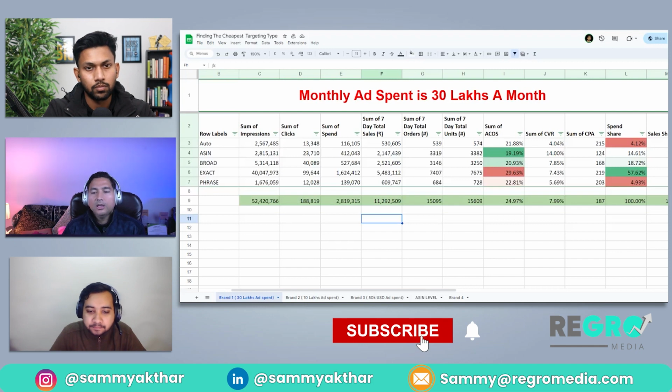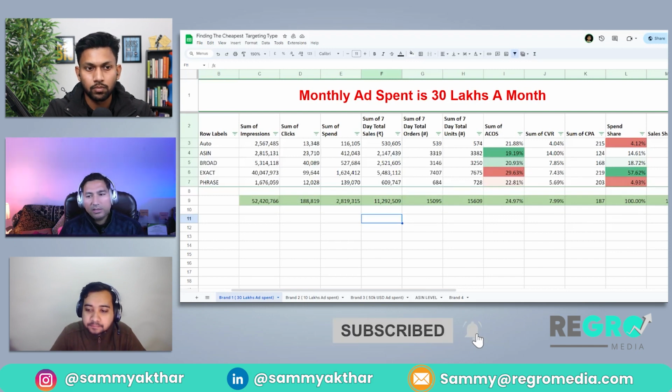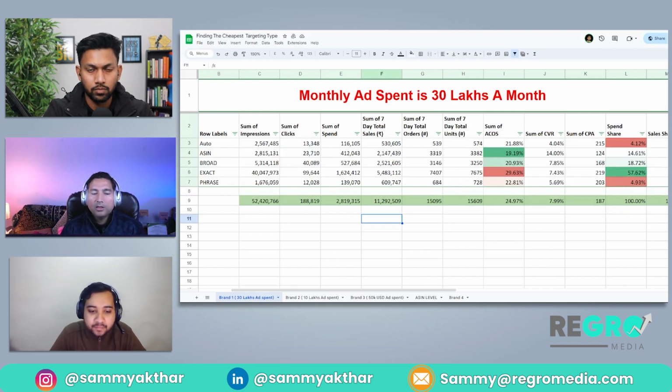Take some spend out of that 57% that they are spending on exact, and give it to broad, of course, and to phrase as well, because phrase is underutilized, I believe. So they can also give it to phrase, but broad should be the focus. So these two things I would suggest: continue building on ASIN targeting, and shift your spend towards broad.